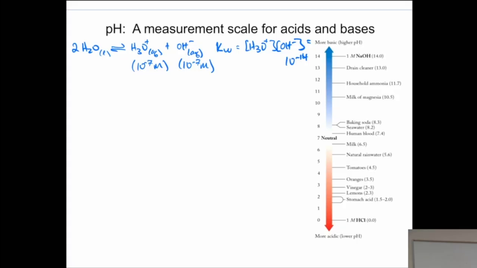Now, when we calculate what pH is, pH is equal to the negative log of the hydronium ion concentration. So if the hydronium ion concentration in pure water is 10 to the minus 7th, then the pH is 7. And if it's just pure water, we have equal molar amounts of hydronium ion and hydroxide ion. Things are equal. So the pOH would also be equal to 7. And this is what we're defining as neutral pH.